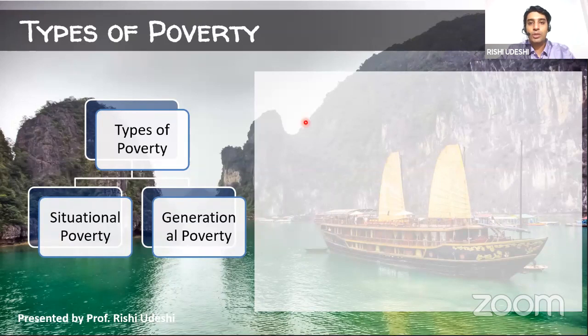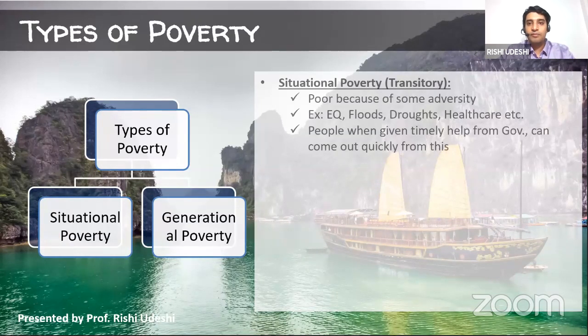Fine, let's read about situational poverty. Situational poverty होता क्या है? It is also called transitory. इसमें क्या होता है? Poor because of some adversity. Example: earthquake, floods, droughts, healthcare, etc. ठीक है? Either some or the other adversity. Now it can also be healthcare adversity.